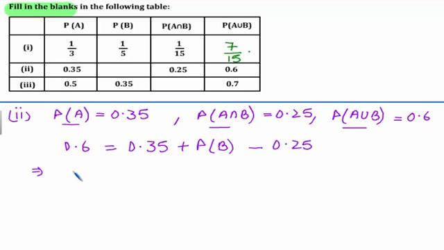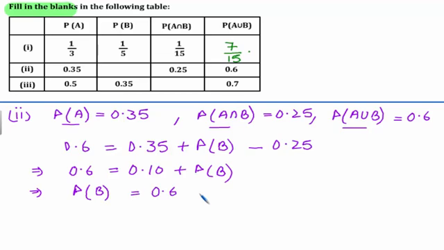So this implies that 0.6 is equal to 0.35 minus 0.25 gives 0.10, plus probability of B, which implies that probability of B is equal to 0.6 minus 0.1, which is equal to 0.5. Therefore, probability of B is 0.5.